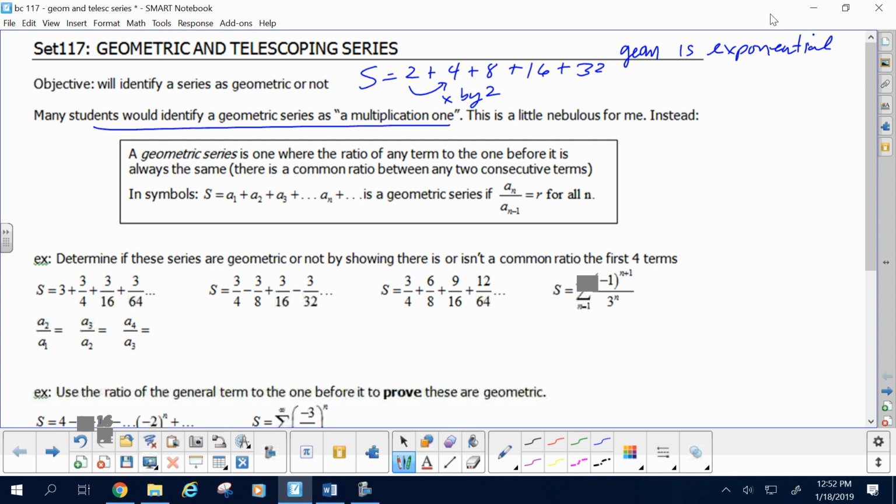The question is, how many times did you multiply by 2? The first term, you didn't multiply by 2 at all. It's just a 2 sitting there. The second term, you multiply by 2 once. The third term, you multiply by 2 twice. The fourth term, you multiply by 2 three times. That's it. All right. Now, this then is geometric.